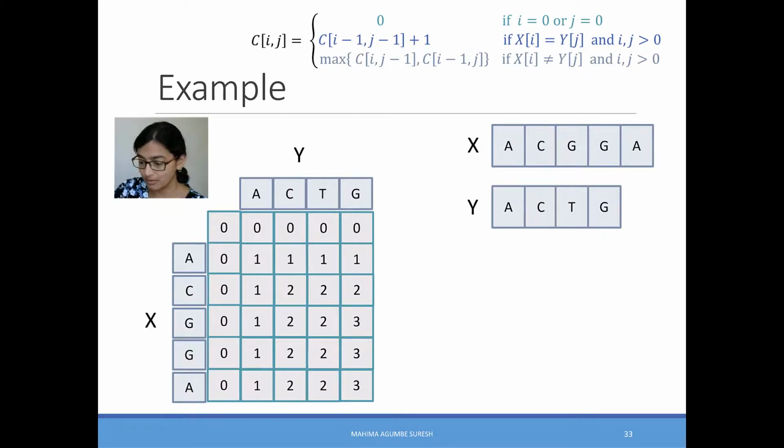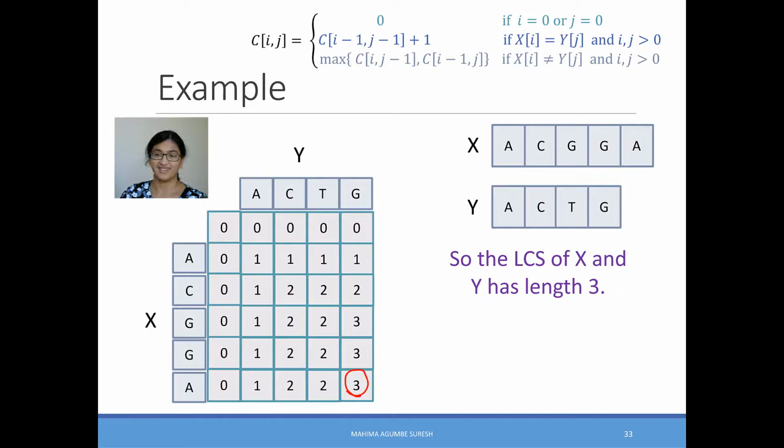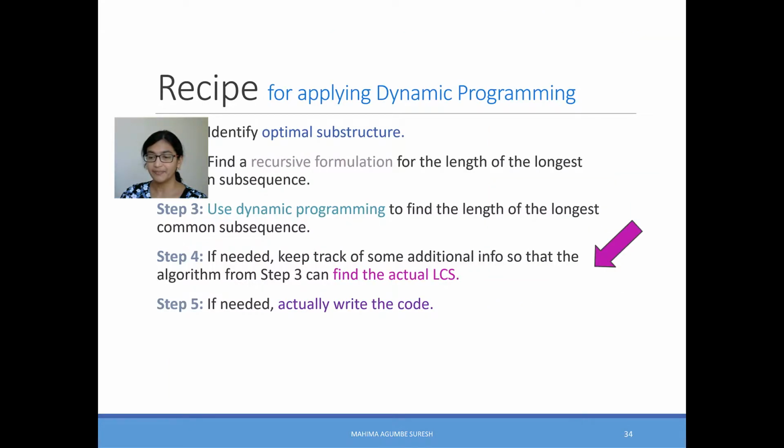We look at the last column, last row entry, which is 3, and that is our length of the longest common subsequence. Perfect. So we found the length. What do we have remaining? We need to keep track of some additional information, or we need to reconstruct our steps or redo our steps back in the table to find out what is the actual longest common subsequence.